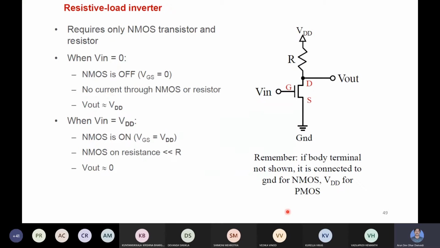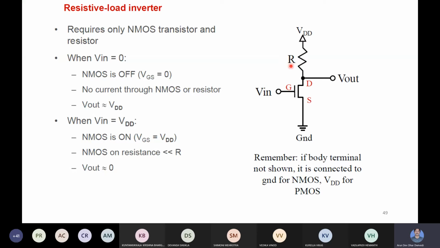Next, I am also introducing the resistive load inverter and NMOS inverter. We have seen the CMOS inverter. So why is the CMOS inverter superior? Only if we talk about the resistive load inverter or other types of inverters will we understand the superiority of the CMOS inverter. Here we can see an NMOS inverter, where one resistance is connected instead of PMOS as the load. In the CMOS inverter PMOS acts as a load, and here PMOS is not acting as a load.